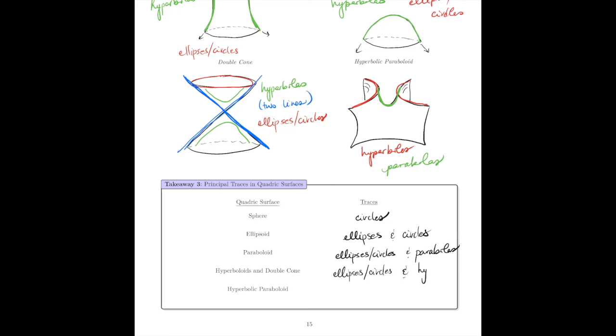Hyperboloids and the double cone, you will find ellipses or circles and hyperbolas, including two straight lines in the case of a double cone, two degenerate hyperbolas. And the last thing, hyperbolic paraboloid, you'll find hyperbolas and parabolas. Okay, that's it for the first two subsections of quadric surfaces. We're going to explore them a little bit more in the next couple of videos, including how to graph them properly when you're given only their equations.